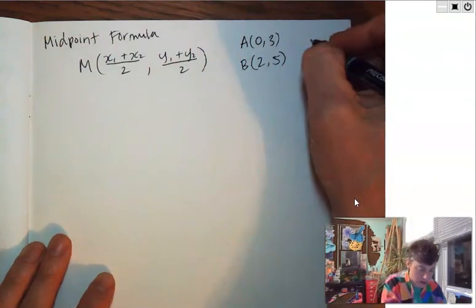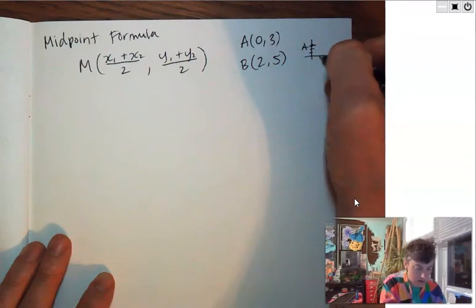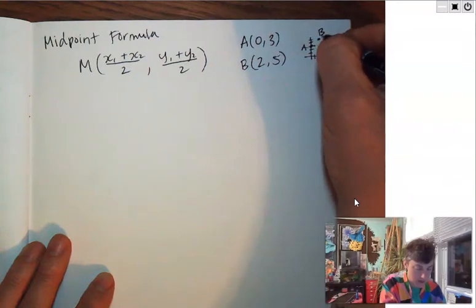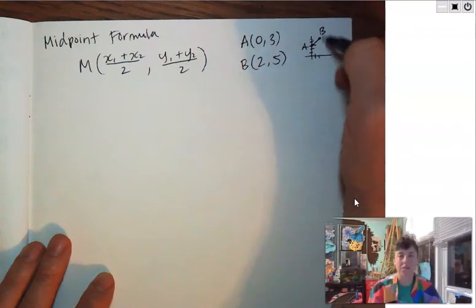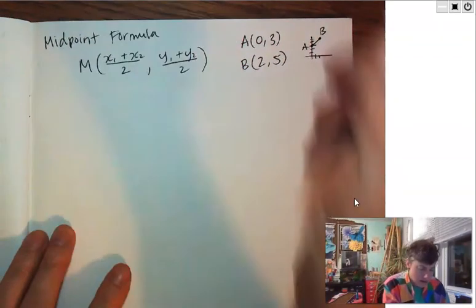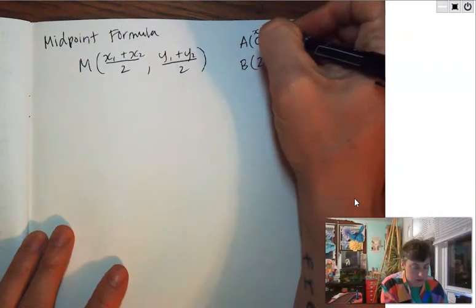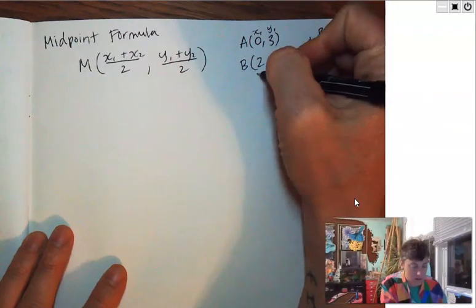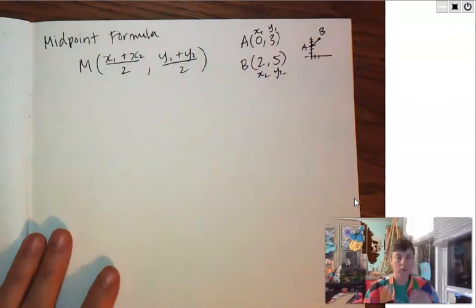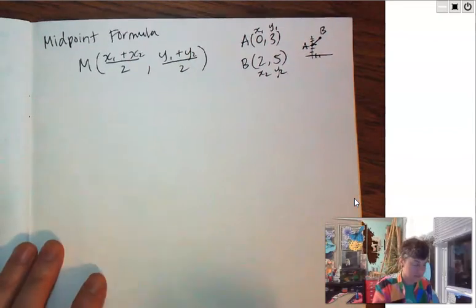And our quick sketch here, 0, 3. That's A. Our point B is at 2, 5. So our midpoint is going to be somewhere in between those two. Let's label these. A is our first point, so this will be our x1 and our y1. B will be our second point, so that'll be our x2 and our y2. We'll plug those numbers into the midpoint formula and find a new point, M, that is between A and B.